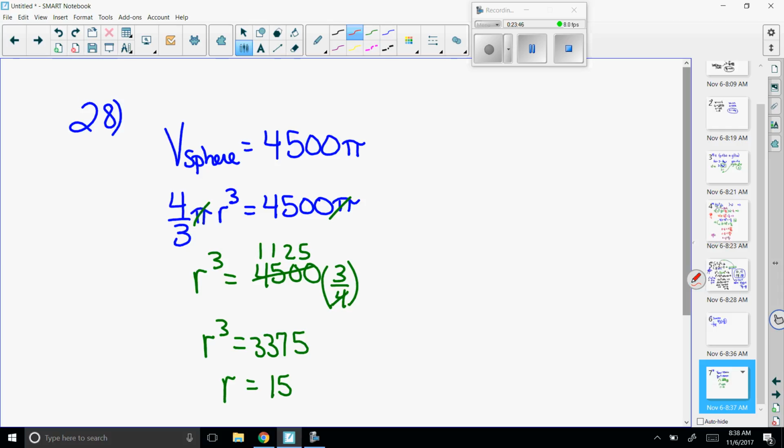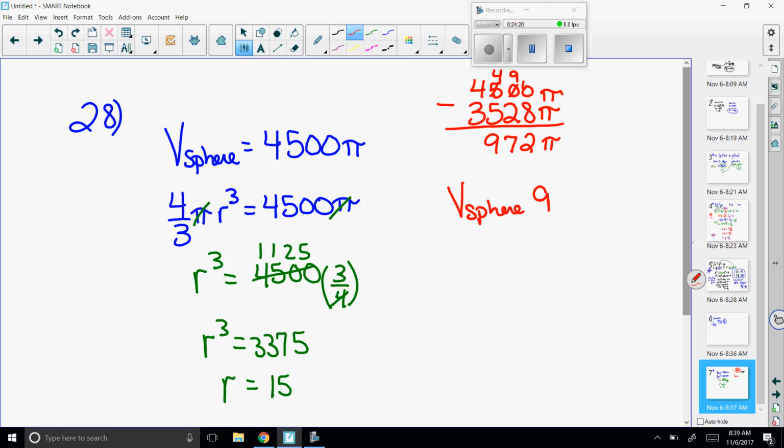Now, what it says is it decreases it by 3,528. It decreases it by that amount. So I'm guessing most of you didn't subtract that. You use that as your new volume, but it's decreased by that amount. Is it 972 pi? So now the volume of your second sphere is 972 pi. So 4/3 pi r cubed is equal to 972 pi. Divide both sides by pi. So r cubed equals 972.